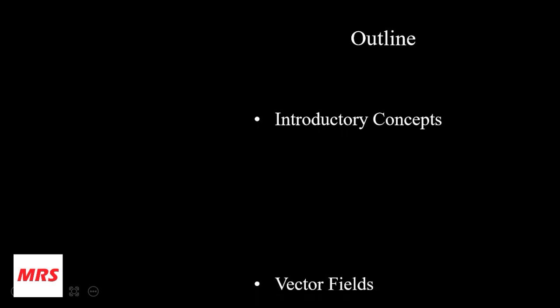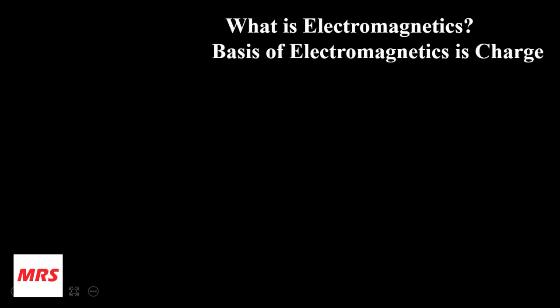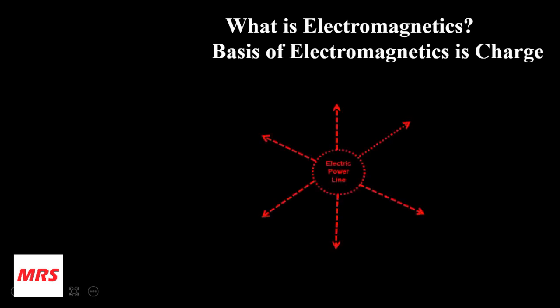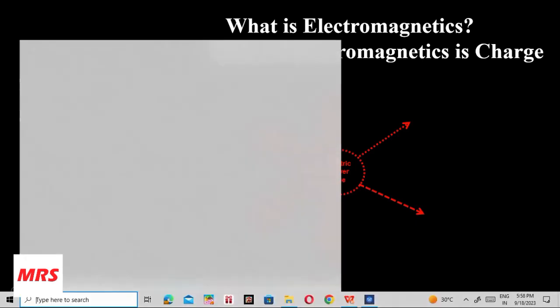So what are the outlines of electromagnetic fields? The first one is introductory concepts and vector fields. What is electromagnetics? Basis of electromagnetics is charge. The charge is represented as a point form and all the flux lines are leaving from this point charge.